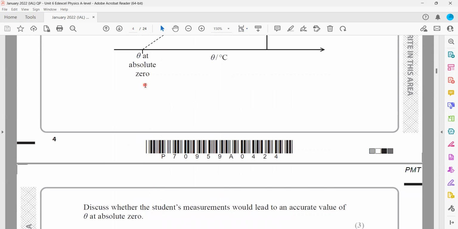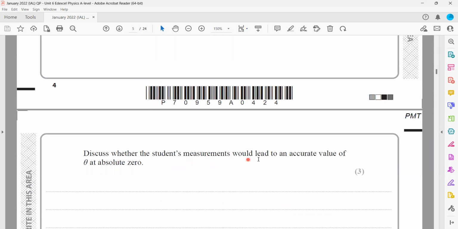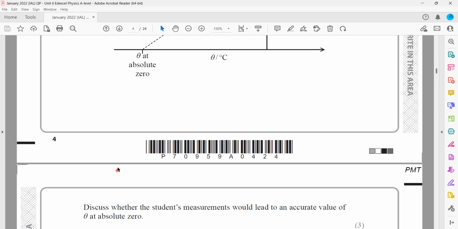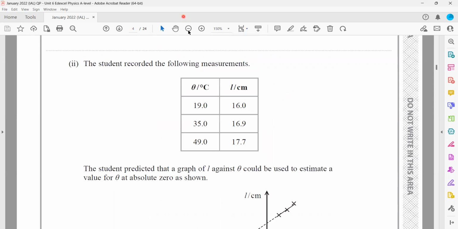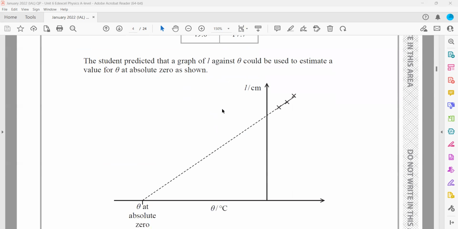So the question is, discuss whether the student's measurements would lead to an accurate value. First thing, you can see how many times the student did it: only 3 times. The student changes the temperature, or measures the temperature, 3 times, and then measures the length of the air in the column. So only a few readings are there. How can we comment on this? There are few readings.